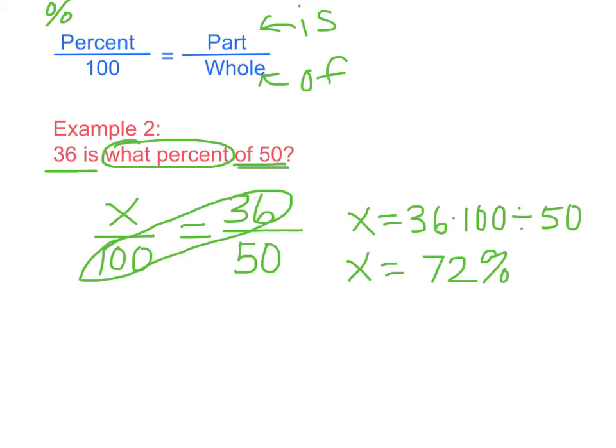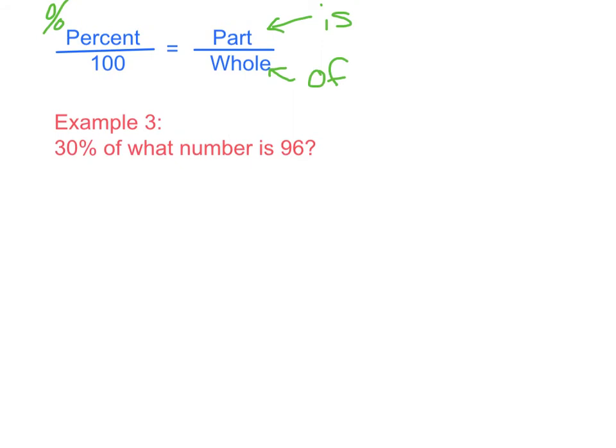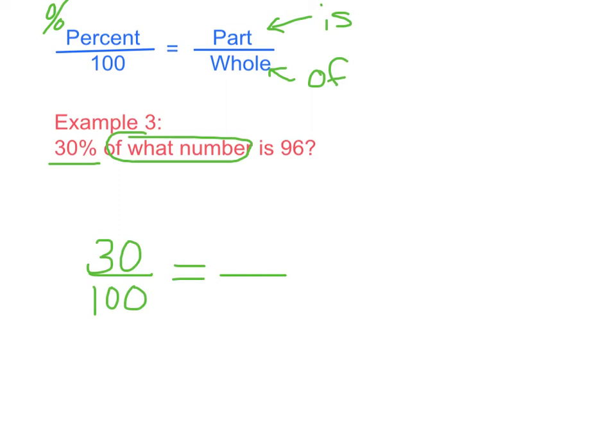Well, I've showed you now where the X is in the percent spot and the X is in the part spot, or the is spot. What happens when our of number is missing? Example 3. 30% of what number is 96? Here we go. Put 100 and start reading it from the beginning. 30%. Alrighty, the 30 goes in the percent spot. Of what number? Since we don't know what number, we're going to put the X in the of spot. And then finally, is 96. There's our is word. We'll put the 96 right there in the is spot.